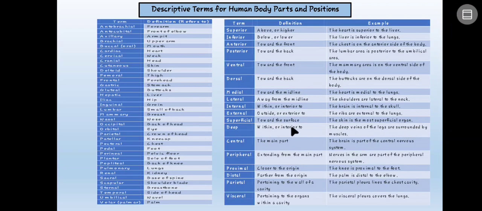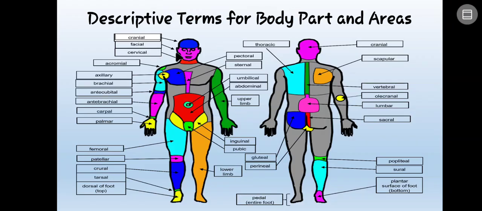Deep, within or interior. So deep is similar to interior sometimes, depending on the description that you are given. Central means the main part. The brain is part of the central nervous system. So if you say central organs of digestion, meaning the main organs of digestion. In anatomy, if you see the word central, we are talking about main parts. The central organs of the nervous system. The central organ of the renal system. These are descriptive terms that you have to use when you are talking anatomy and physiology.